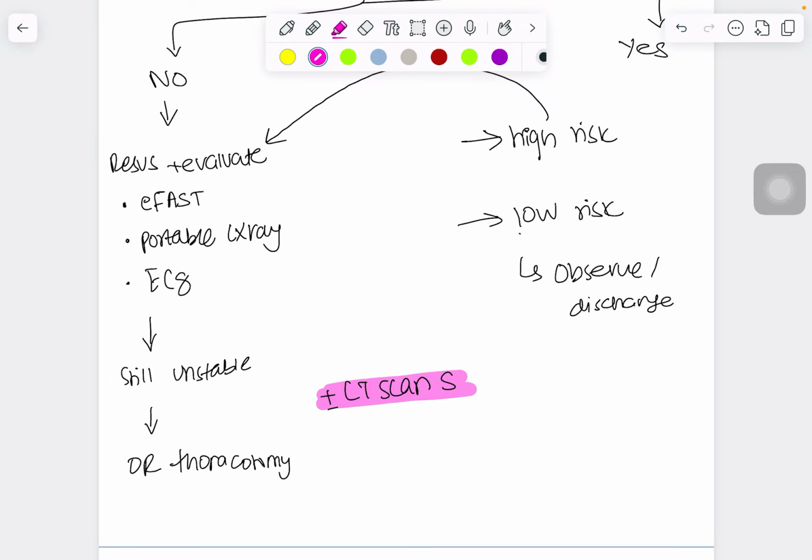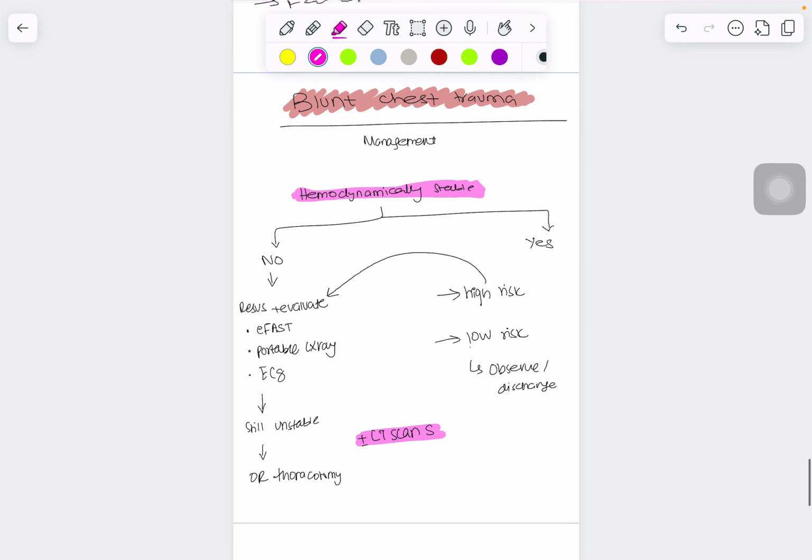So that is the approach for blunt chest trauma.